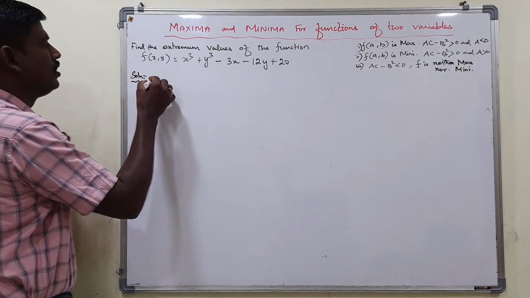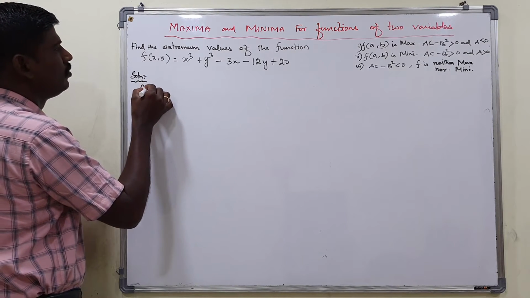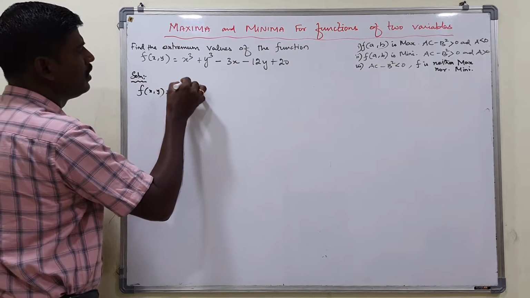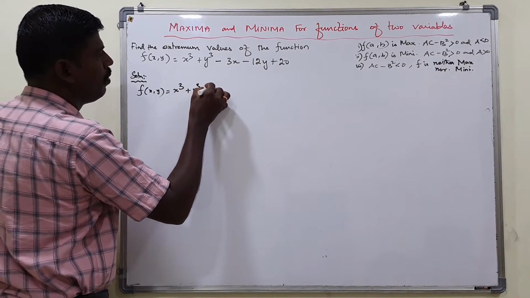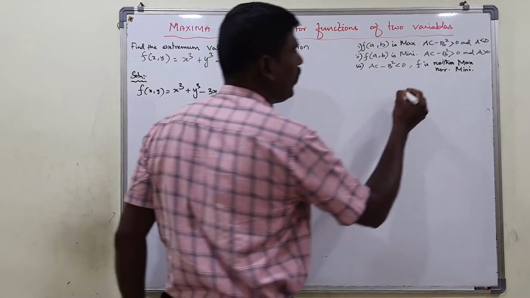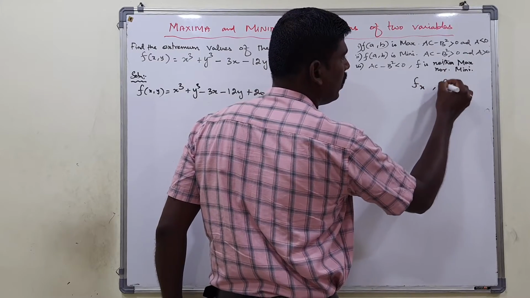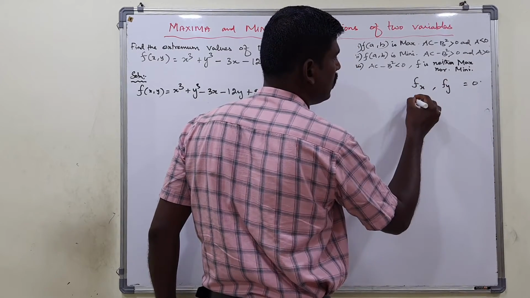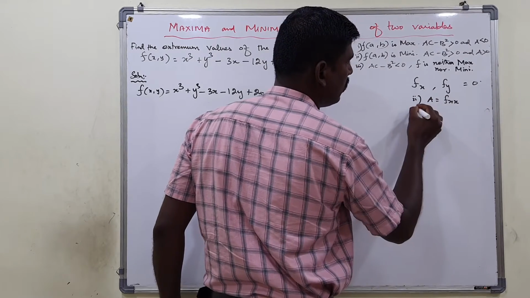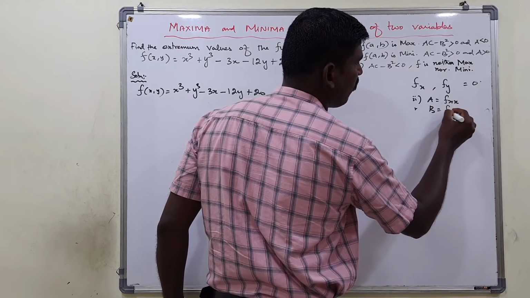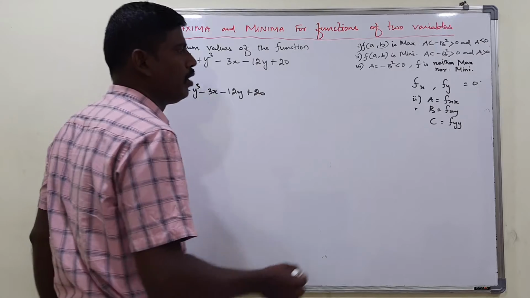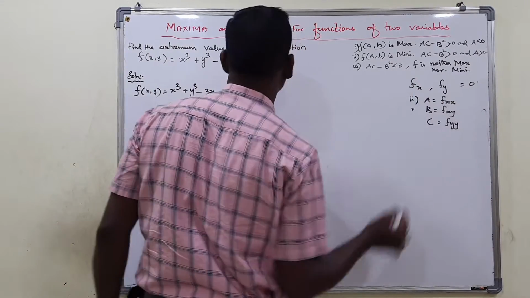What is the given function? f of x comma y equals x cube plus y cube minus 3x minus 12y plus 20. Now I am going to find fx and fy and equate them to 0. The second one, finding a. What is a? f double x. What is b? f xy. What is c? f double y. So now I am going to find all these five values.